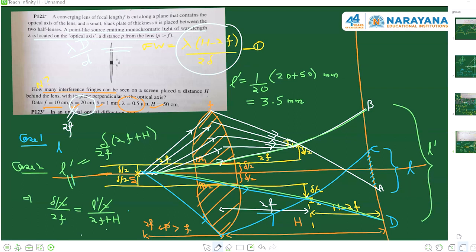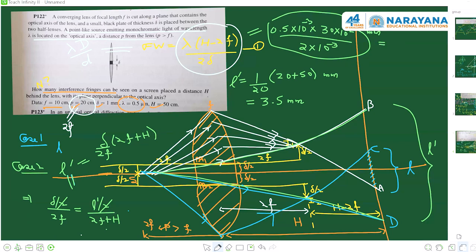And fringe width also, let me write. What is the fringe width? Lambda here is 0.5 micron. So let us convert it. So 0.5 into 10 raised to the power minus 3 millimeters, multiplied by h minus 2f. So 50 minus 20, so 30 into 10 raised to the power minus 2, and divide this by 2 delta. So that is 2 into 10 raised to the power minus 3. So I've written this in millimeters.